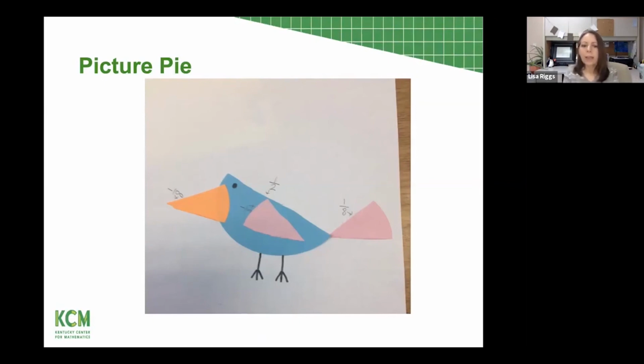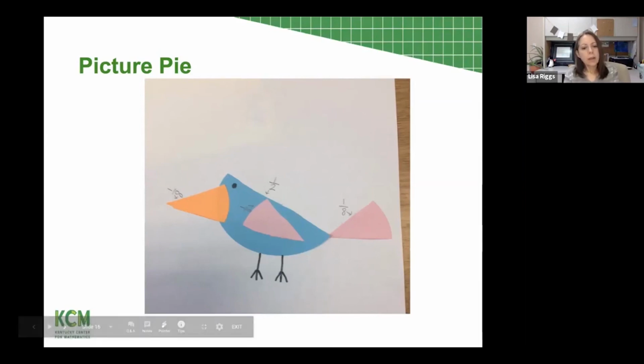And I will tell you, seeing the kids working was awesome. When I was in that classroom, I wish I had video of it, because the kids were talking to each other. There was a lot of mathematical discourse, trying to decide how to use the pieces and what the fractional parts were. And there was just a lot going on, and the kids were actively engaged. So it was a nice lesson.